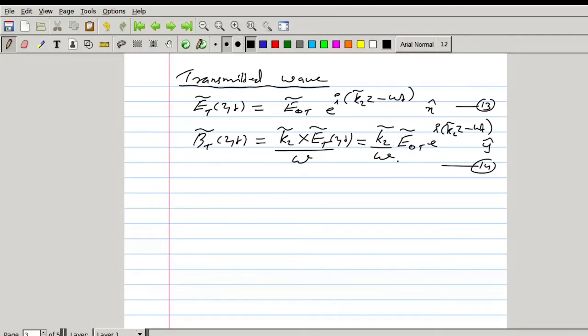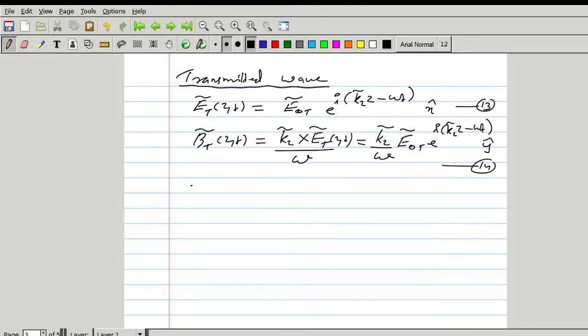Can we write this K2 by omega as 1 by V2? No. K2 is complex, and it has one real part Kr and one imaginary part Ki. The imaginary part determines the attenuation of the wave, and the real part determines the wave properties of the wave. That means K2 real by omega will be 1 by V2. We cannot write K2 by omega as 1 by V2, so we will be writing in this form only. So the magnetic field is K2 by omega E0T e raised to I K2 Z minus omega t.